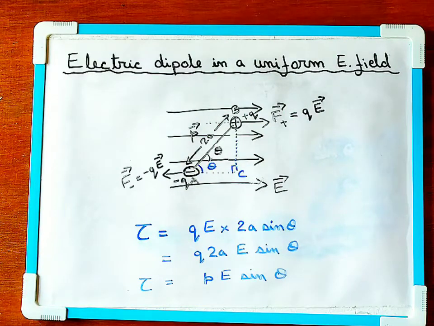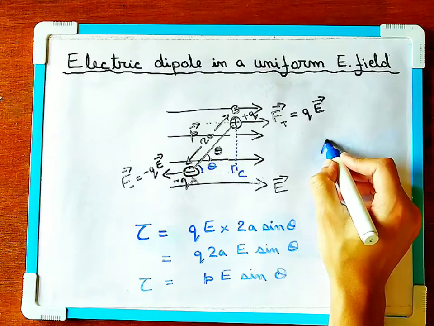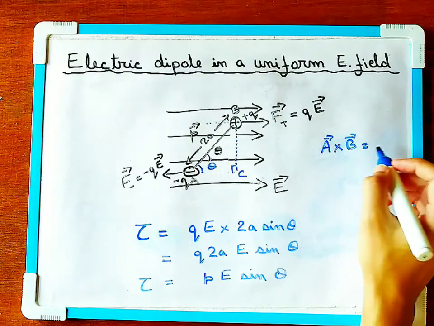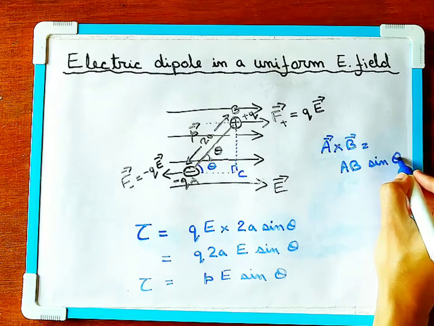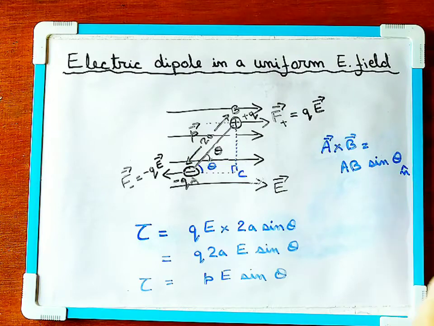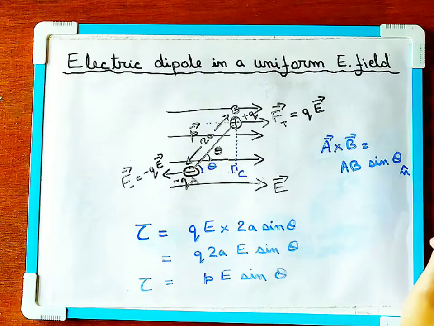Now torque is a vector quantity, so we'll have to express this one also in vector form, and this can be done by making use of the vector product or cross product. If you can recall, if we have two vectors A and B, then A cross B is equal to AB sine theta with some unit vector n cap. So this is the cross product.